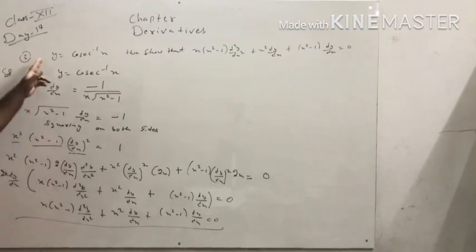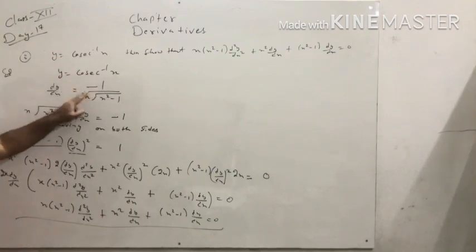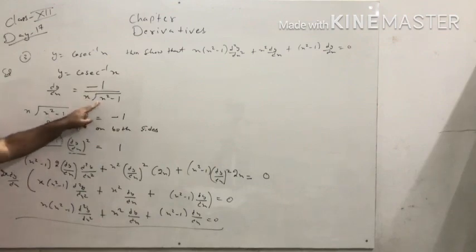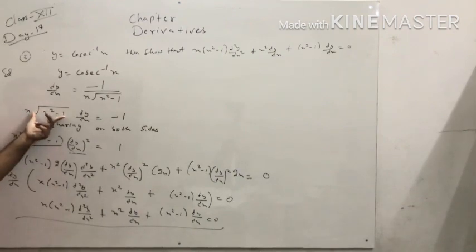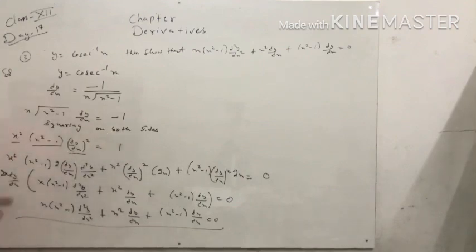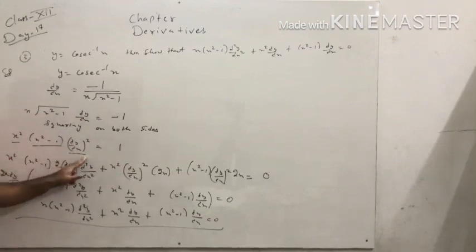The question is y equals to cosecant inverse x. The derivative of cosecant inverse x is minus 1 upon x root x square minus 1. Shift the denominator to left side. When we shift the denominator to left side, there is a root. To eliminate this root, we square on both sides. Now we have 3 terms in multiplication, so we use product rule. The first two terms same, the derivative of third, plus first and third term same, the derivative of second, plus second and third term same, the derivative of first.